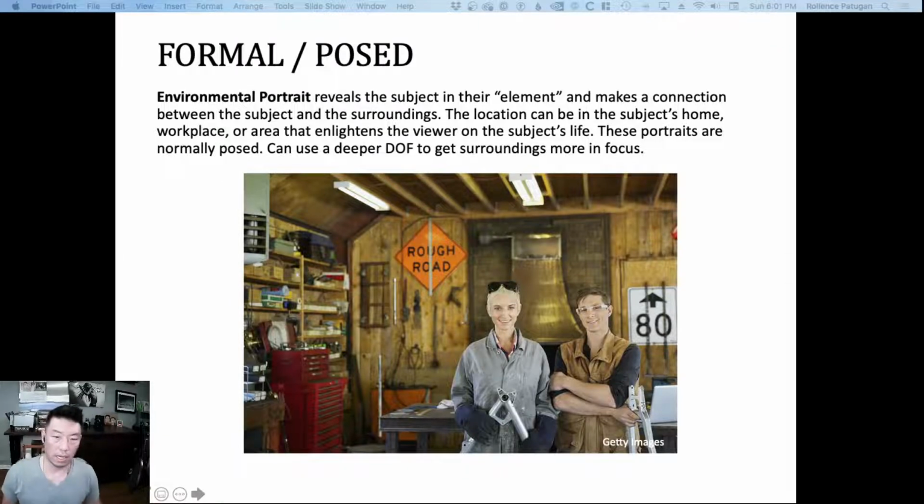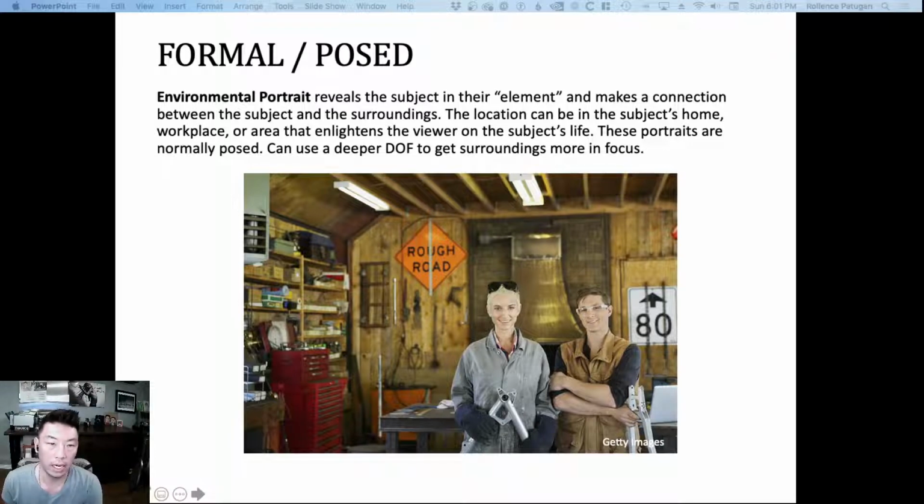So the way it's composed, you see them on the rule of thirds, and they're probably about waist up in terms of capturing their portrait, but also the photographer is stepping back and probably shooting with a wider angle lens to allow for the rest of the scene to be part of the frame.